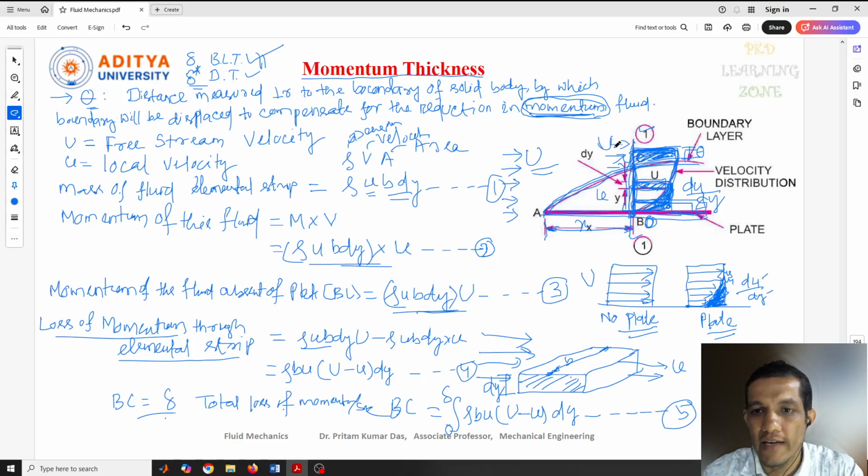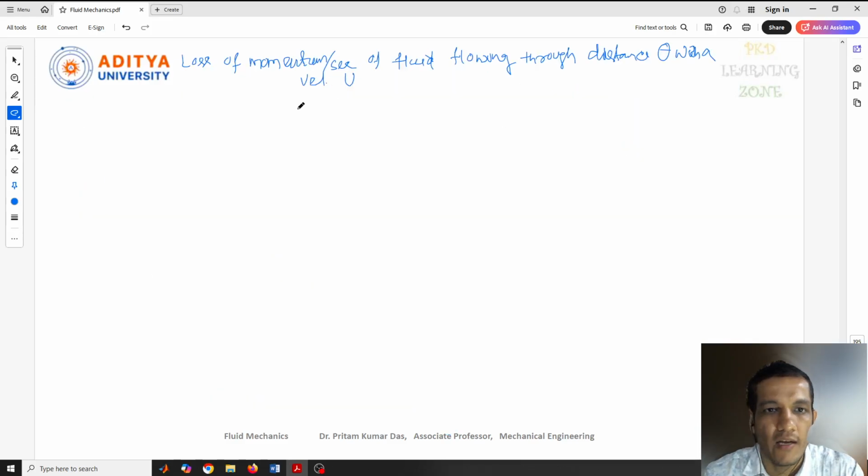Here we get the velocity capital U. For this we can write the loss of momentum, which is nothing but the mass of fluid flowing through theta into the velocity.